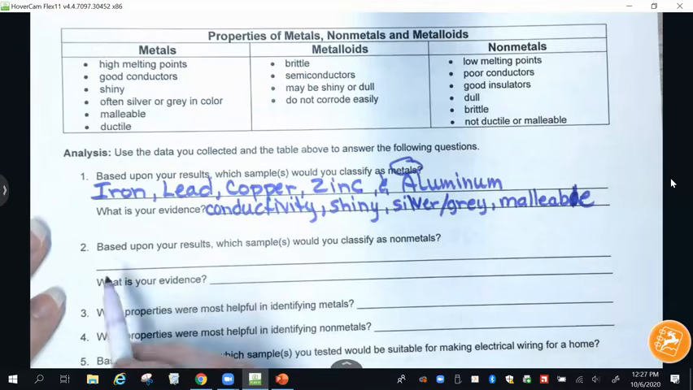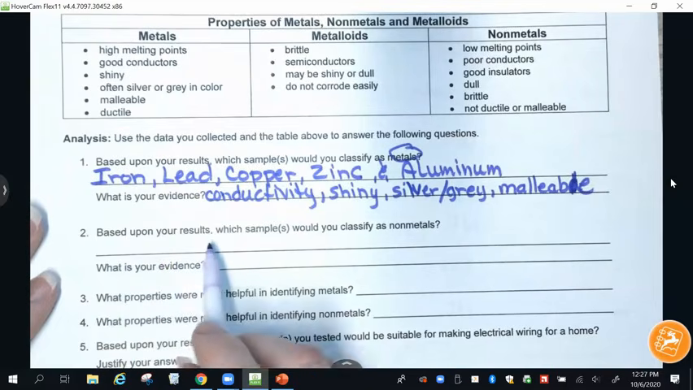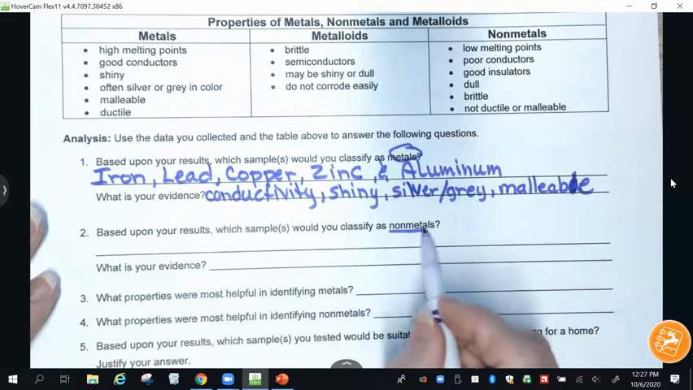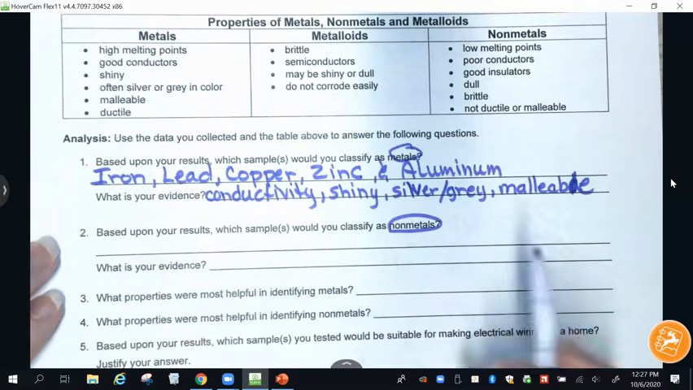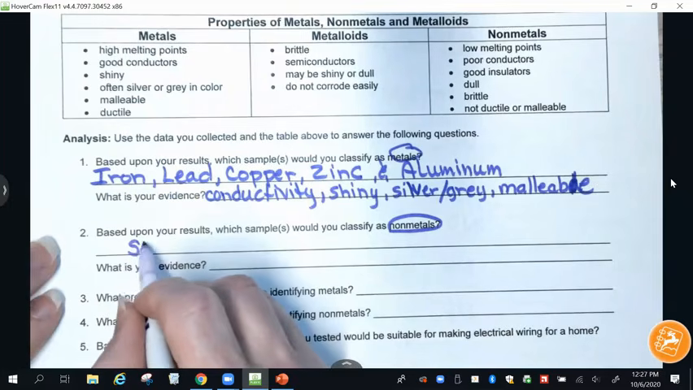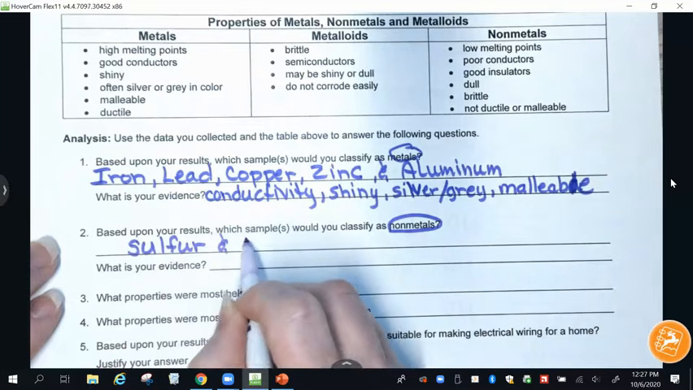Okay. Number 2, based upon your results, which samples would you classify as non-metals? So again, what were the ones that we labeled as non-metal? Sulfur and carbon. Yeah, you got it. Sulfur and carbon. So write that down. S-U-L-F-U-R and carbon.